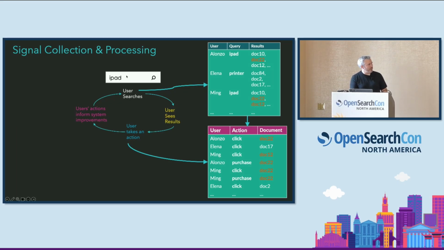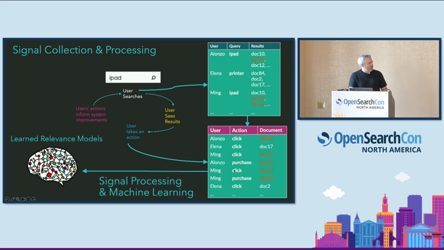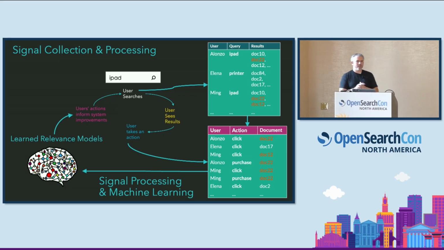So somebody searches for iPad. We log who searched for it, what their query was, and what results they saw, and the ones they didn't see. We then log whenever they take an action, clicks, purchases, et cetera. We then take those signals and process them to generate some kind of learned relevance model, and then we feed that learned relevance model back into the system so that future searches can leverage that model to improve.